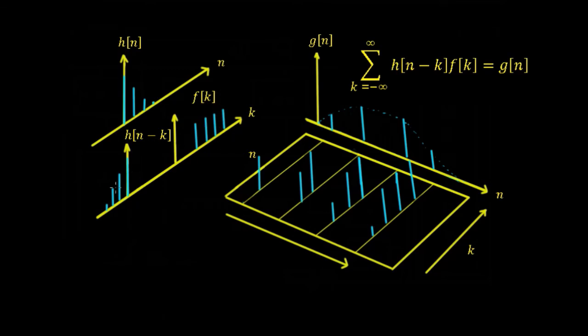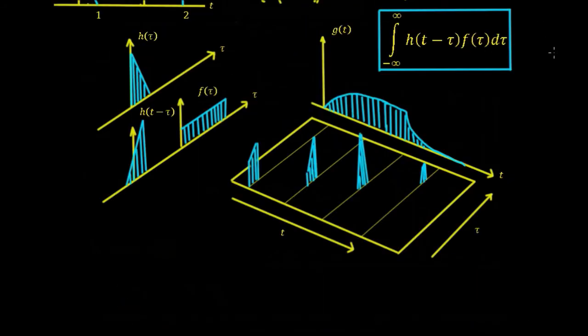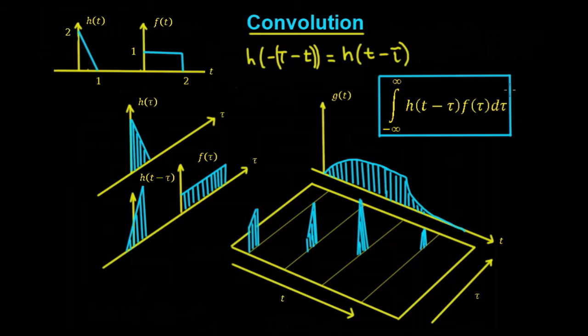If we're going to convolve these two functions, we multiply them together. Now instead of integrating, we're going to add them, so we add from k equals minus infinity to infinity of h[n-k] f[k], and that gives us the final output, our function g[n]. So this is our discrete convolution, the counterpart to the equation we had above.